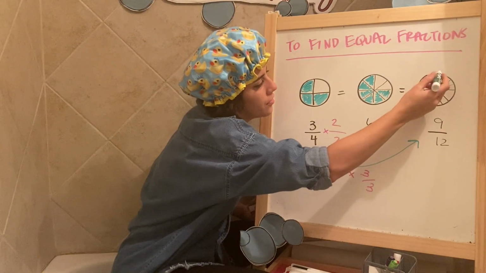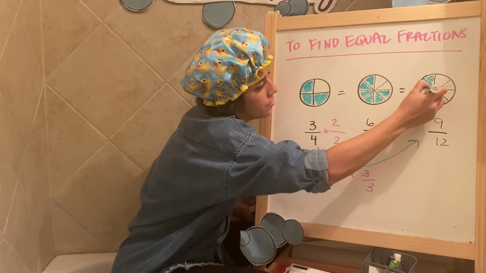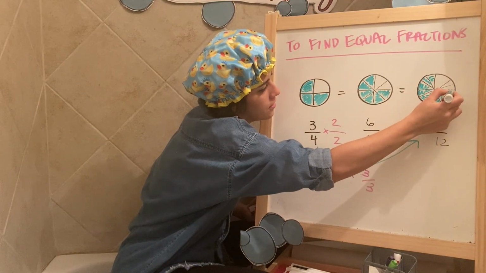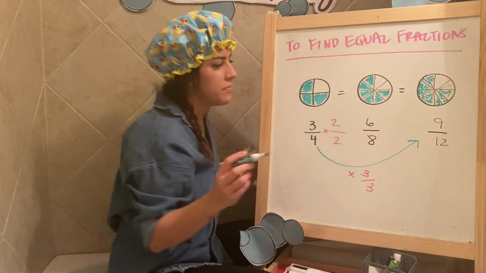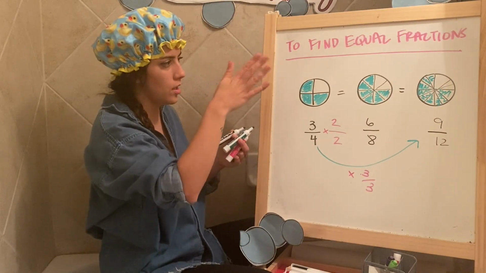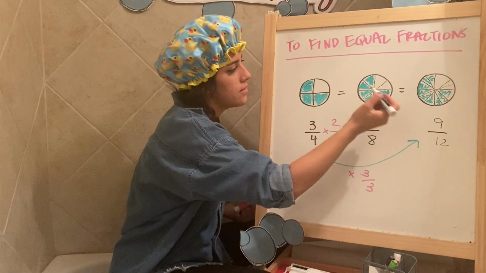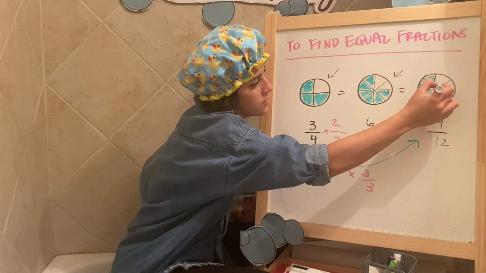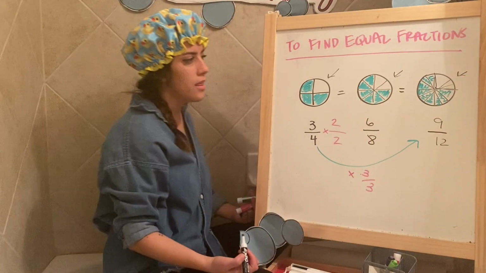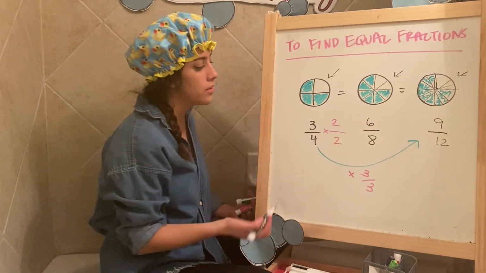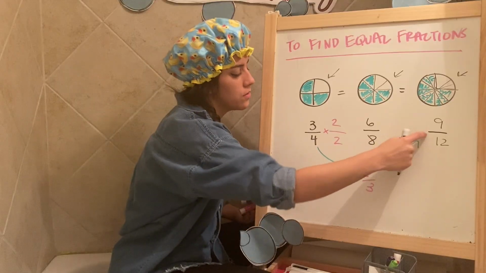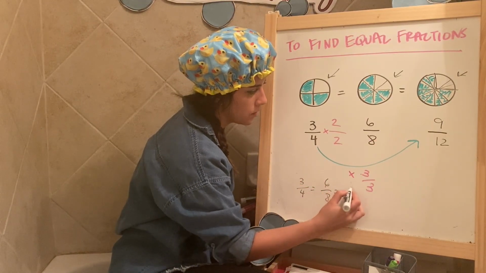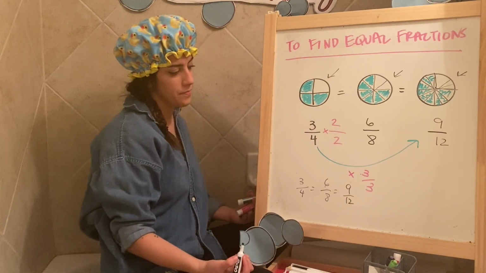9 out of 12. 1, 2, 3, 4, 5, 6, 7, 8, 9. You can kind of tell my triangles are not all equal, but it still leaves this part open, right? So this part needs to be better drawn, but that part. So yes, it's still equal. 3/4 equals 6/8, which equals 9/12.